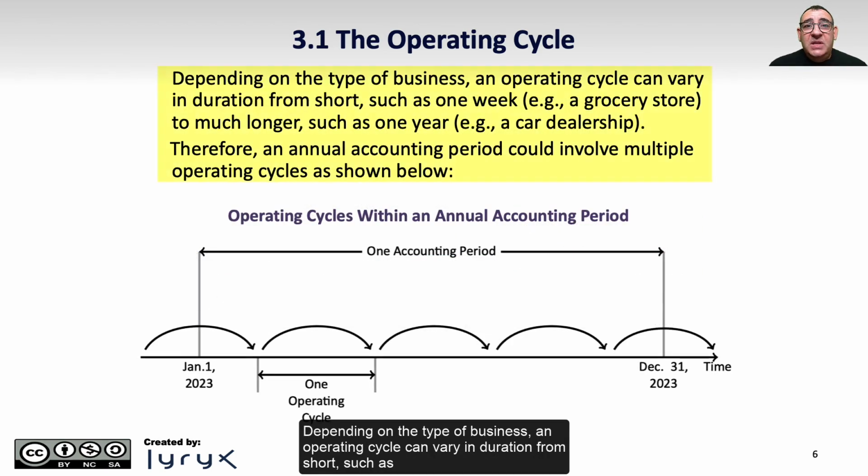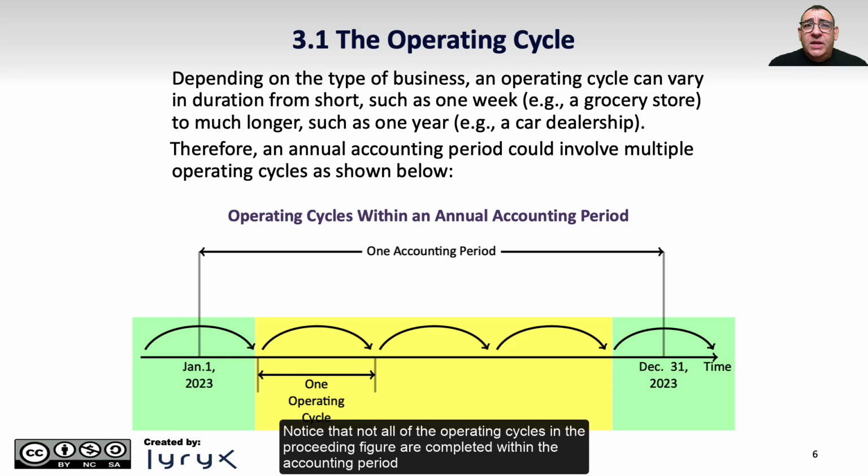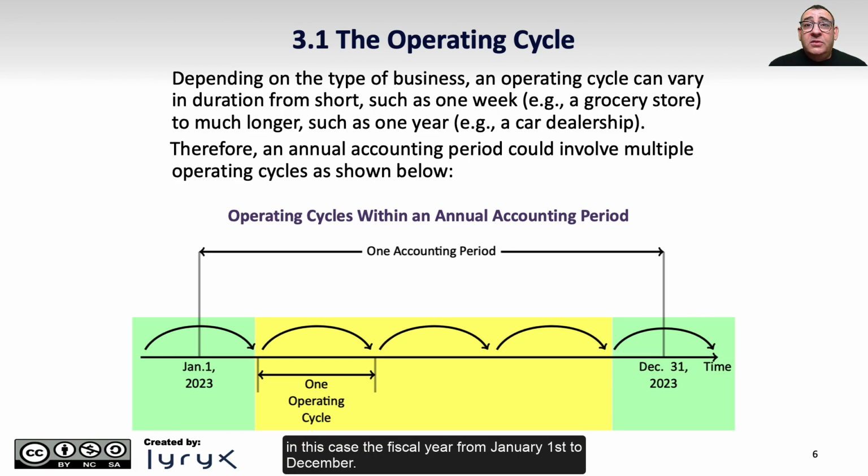Depending on the type of business, an operating cycle can vary in duration from short, such as a week for a grocery store, for example, to a much longer period, such as a year for a car dealership. Therefore, an annual accounting period can involve multiple operating cycles as shown here. Notice that not all of the operating cycles in the preceding figure are completed within the accounting period. In this case, the fiscal year from January 1st to December 31st.